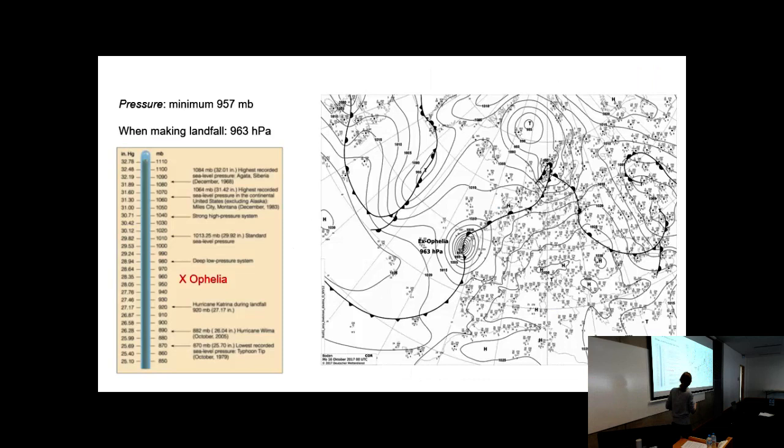The pressure. So usually with pressure systems, we're looking at about 1,000 millibars if we have a big storm. Ophelia was 963 hectopascal. But compare that with, let's say Katrina, which was quite a little bit lower. So it's not a big hurricane compared to the ones that you probably find in your case studies. But for our latitudes, that was really quite a low pressure system.